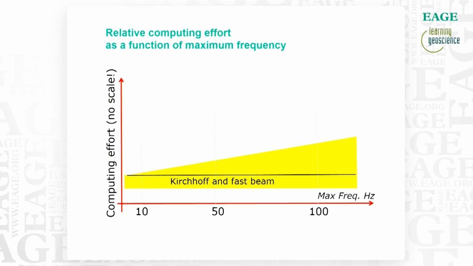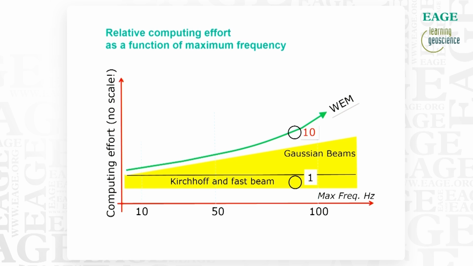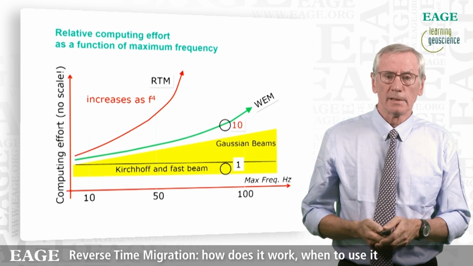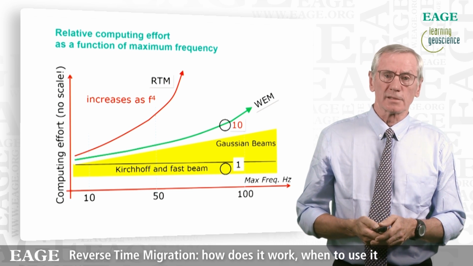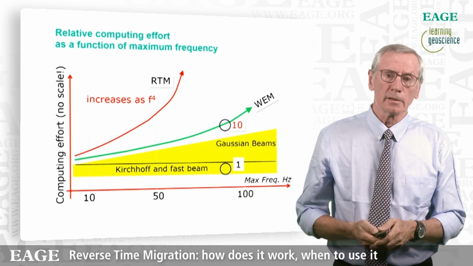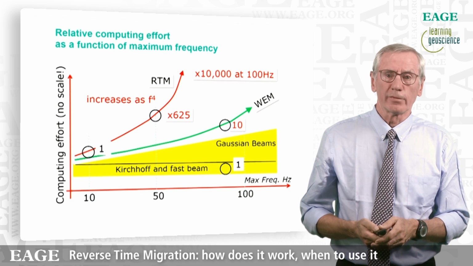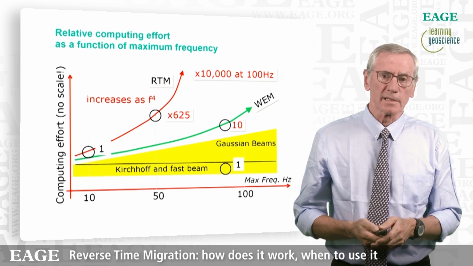And finally, a graph with no scale of relative computing effort of each method as a function of the maximum frequency. Ray-based Kirchhoff and fast beam migrations are independent of the frequency. Gaussian beam and WEM increase gently with frequency, the rule of thumb being that WEM at 80 Hz may require 10 times more computing power than Kirchhoff. And again, RTM increases with the fourth power of frequency. If it is comparable to other methods, say for 10 Hz or 20 Hz, it would require 100 times more computing for 50 Hz and still unachievable figures for, say, broadband seismic at 100 Hz.